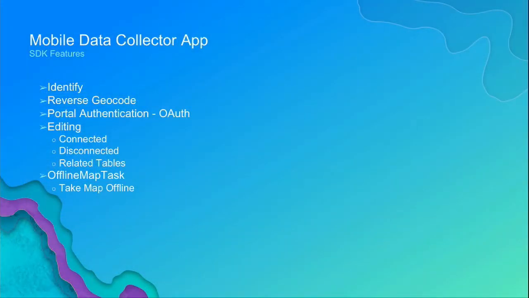So again, it's doing the identify. It was also doing the reverse geocode, and the app also uses the portal authentication OAuth. It does connected editing as well as disconnected editing. It also works with related tables, and it uses the offline map task to take the map offline, and the offline map sync task as well.